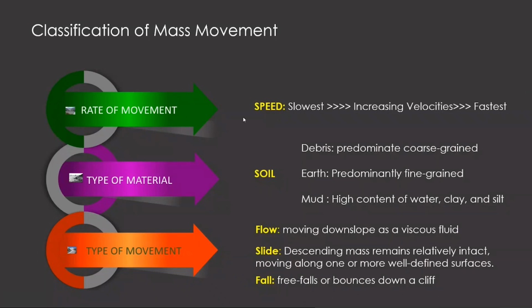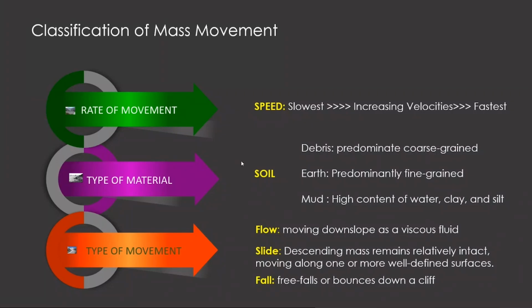Whatever we have seen in the video right now were mostly flows, that is, moving downslope as a viscous fluid. Most of what you have seen in the video was caused by saturation with water. The water gets saturated, and finally the surface layer of the earth flows completely like water. That is what we have mostly seen in the previous video. These are the basic ways we can classify.